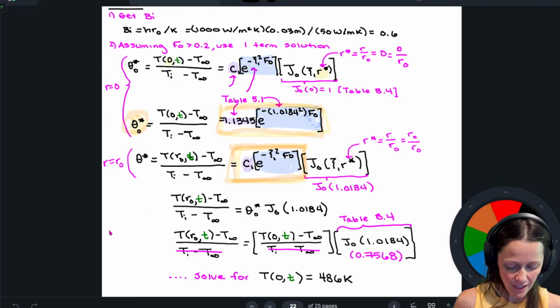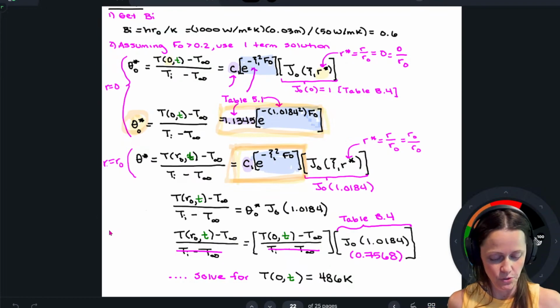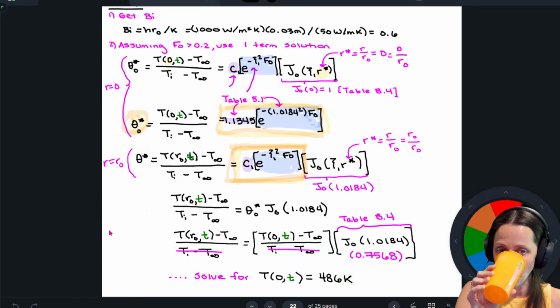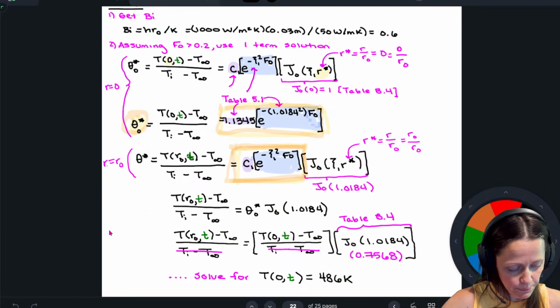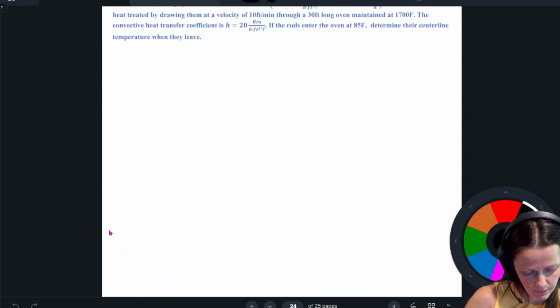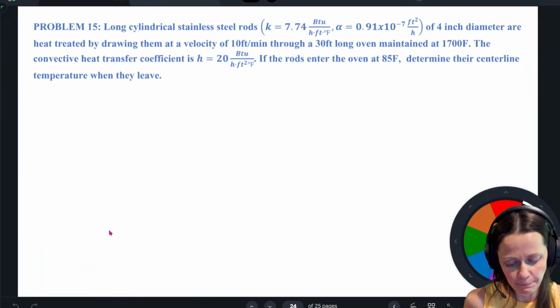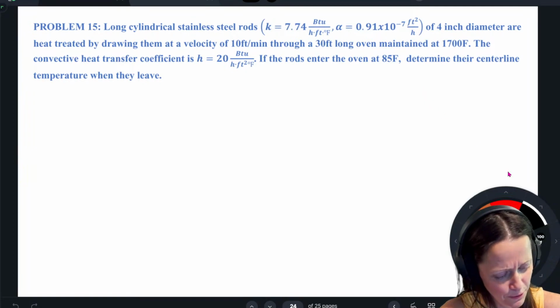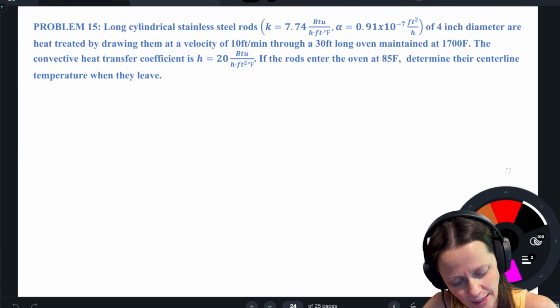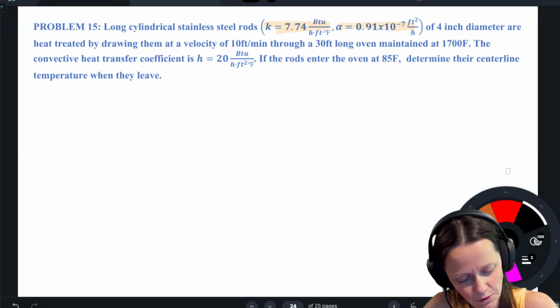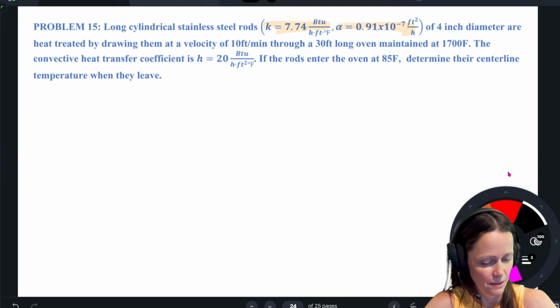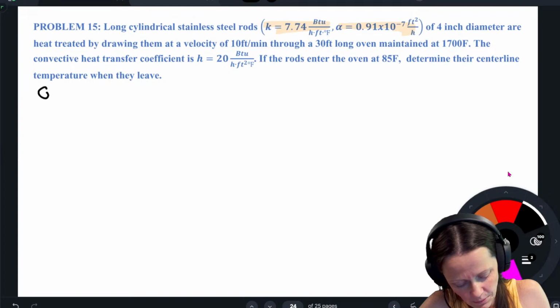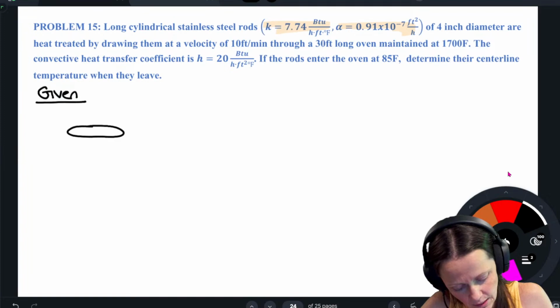Thank you. Okie dokie. All right, so let's go to the next problem. Problem 15. Okay. Long cylindrical stainless steel rods. Perfect. Super exciting. Here's my K. Here's my thermal diffusivity. I don't want to really write it down again. There we go. So here's this guy. Here's that guy.